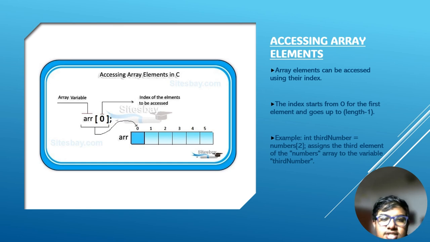So what is happening here? When you put int thirdNumber = numbers[2], numbers is an array where data are stored. So in the numbers array, whatever data is at location 2 is assigned to the variable thirdNumber. The variable thirdNumber is going to be assigned the value at index 2 of numbers.